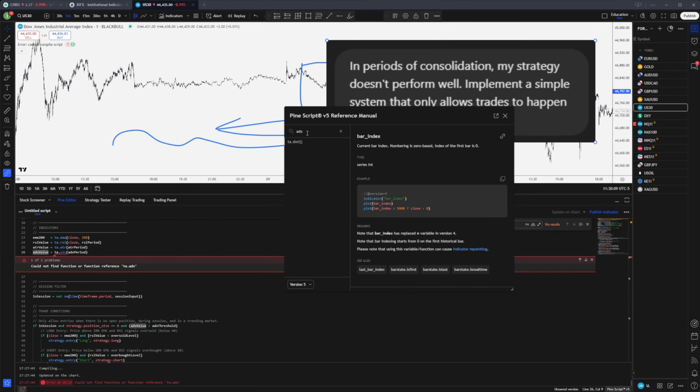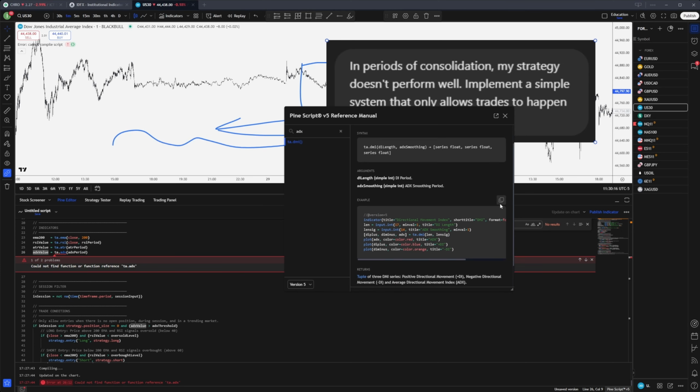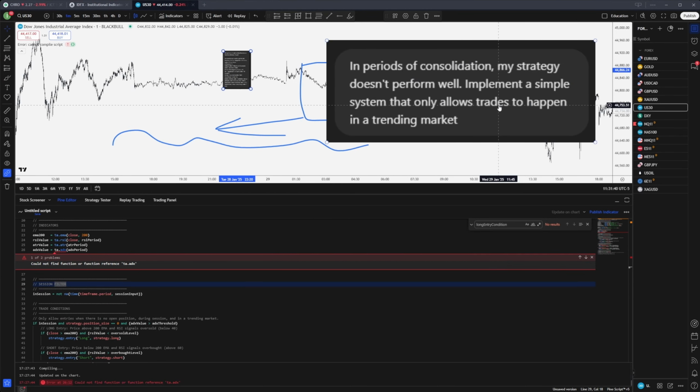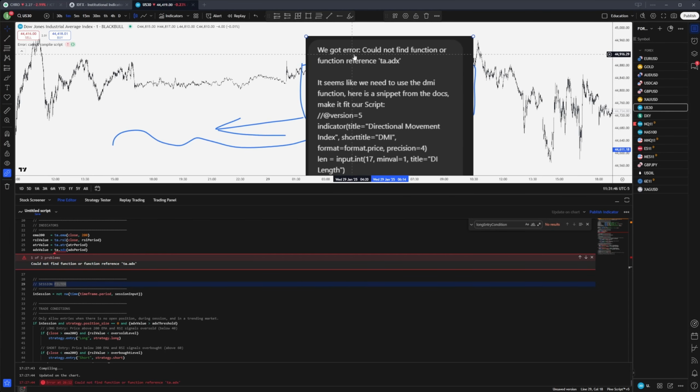So we're going to do the same thing. We're going to type ADX. We're going to grab the documentation. Here is an example. We are going to copy that example code, and we are going to then paste that example code together with the error that PineScript gave. All right, so based on that documentation and based on the previous code that was provided, I simply said we got an error, could not find function reference TA.ADX.